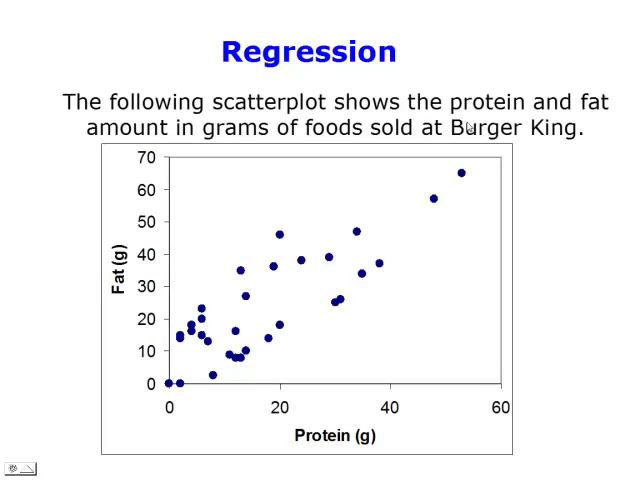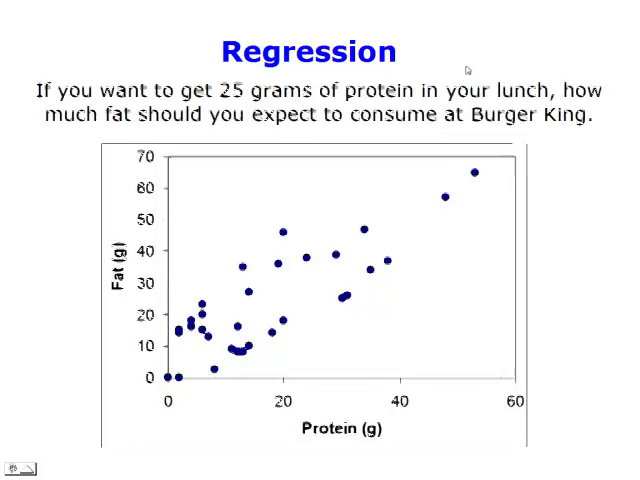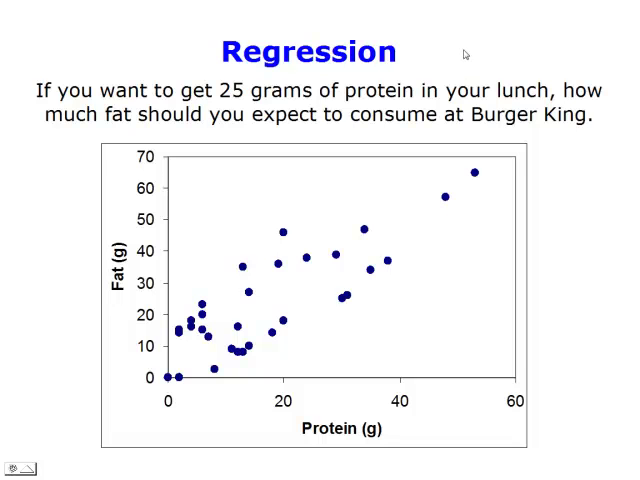Today we're going to talk about regression. The following scatter plot shows the protein and fat amounts in grams of food sold at Burger King. If you want to get 25 grams of protein in your lunch, how much fat should you expect to consume at Burger King? You can see from this scatter plot that we have a general linear relationship. As x increases, y increases.